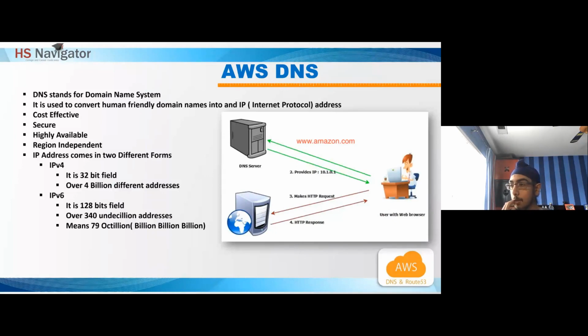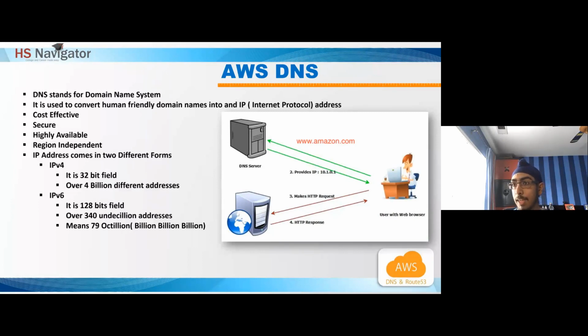The way the internet generally works is that the user with a web browser types in www.amazon.com, and then that URL, that domain name, gets sent to what's called a DNS server, which provides an IP address back to the computer. Then the computer makes a request to the IP address and gets the data back.